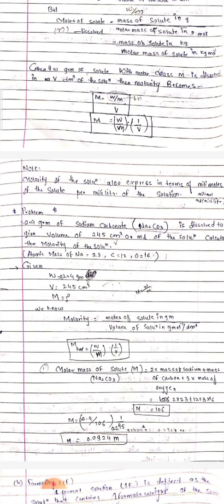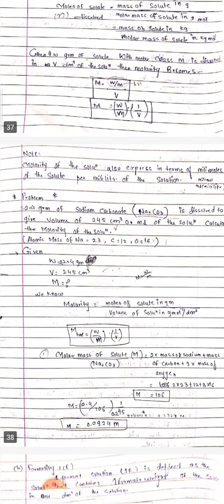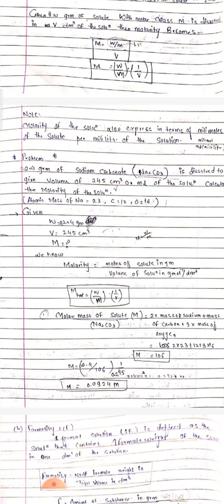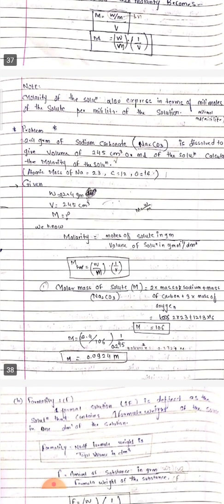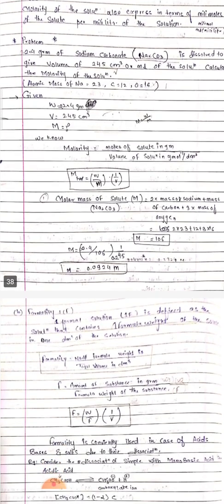Molar mass of the solid, we have to calculate for Na2CO3: 2 into the mass of sodium plus mass of carbon plus 3 into mass of oxygen. Then 2 into 23 plus 12 plus 3 into 16. Then the molar mass is 106. I'll put all the values in this formula and you will get a molarity equal to 0.0924 molar.